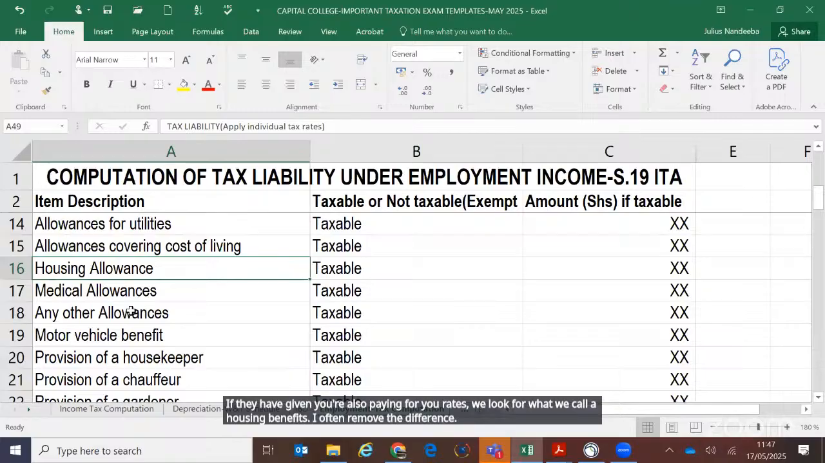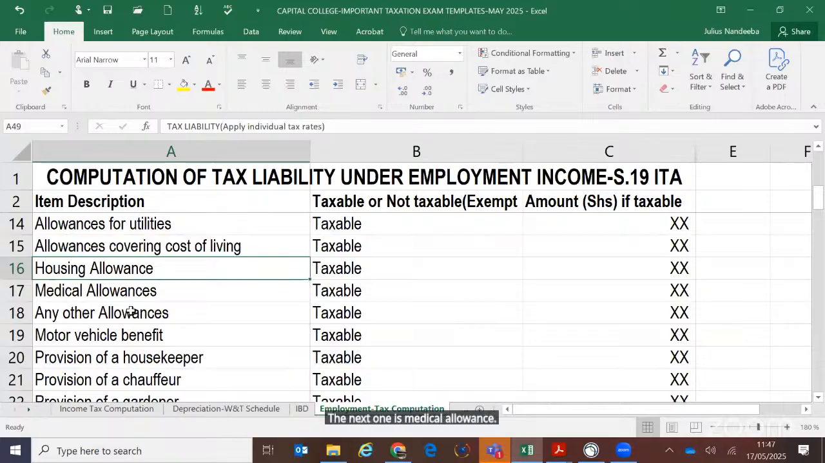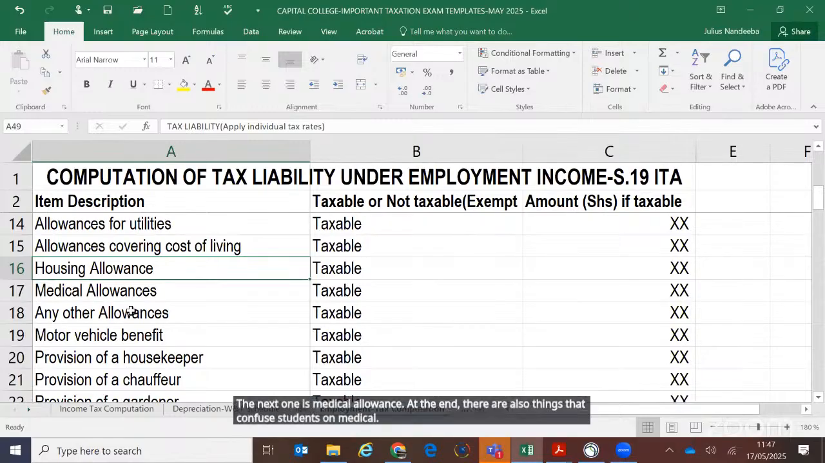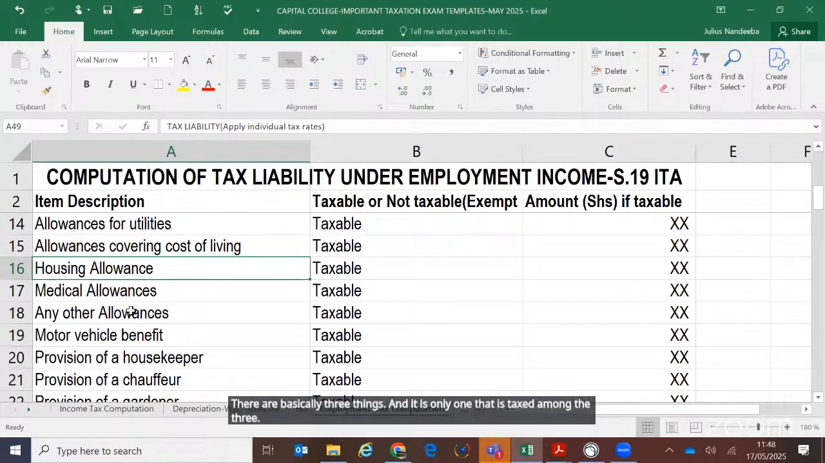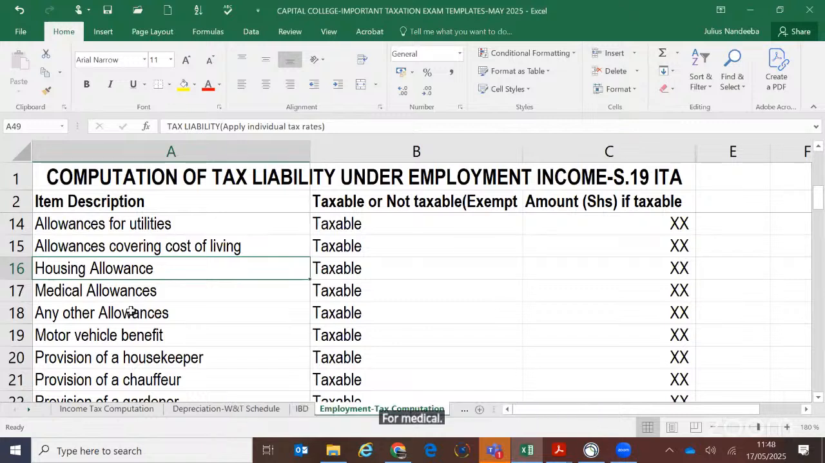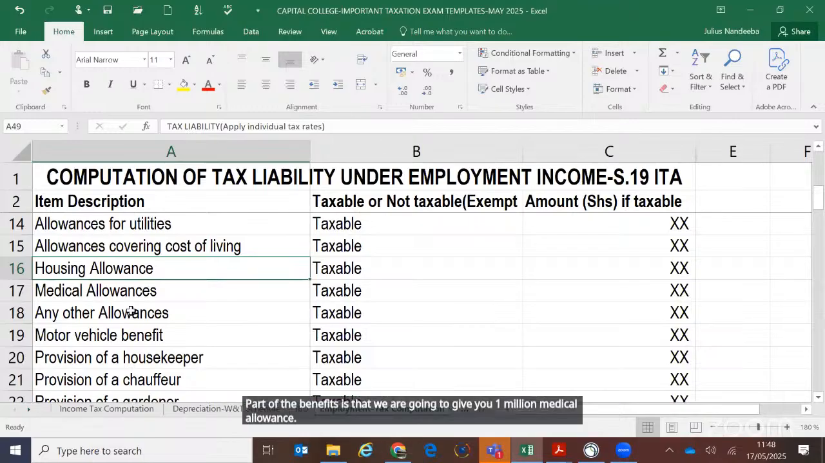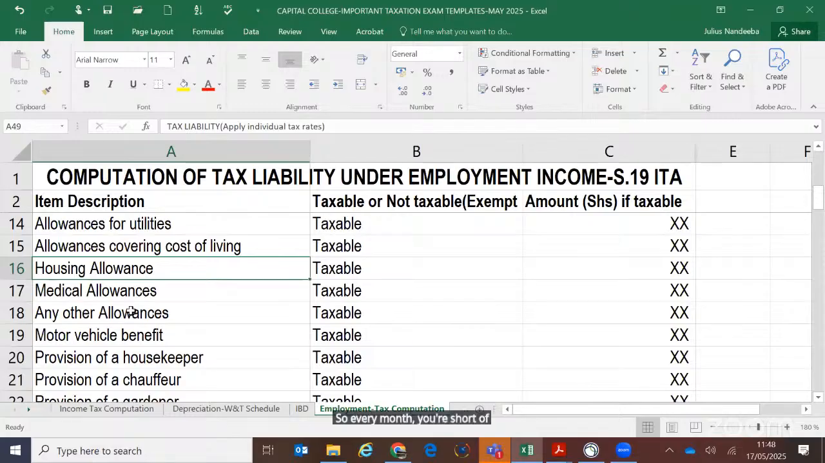The next one is medical allowance. Again, there are also things that confuse students on medical. There are basically three things, and only one is taxed among the three. For medical, we either give you an allowance, whether you're sick or not. We say part of the benefits is that we are going to give you 1 million medical allowance. So every month you get the 1 million, whether you're sick or not. That money is wholly taxable.